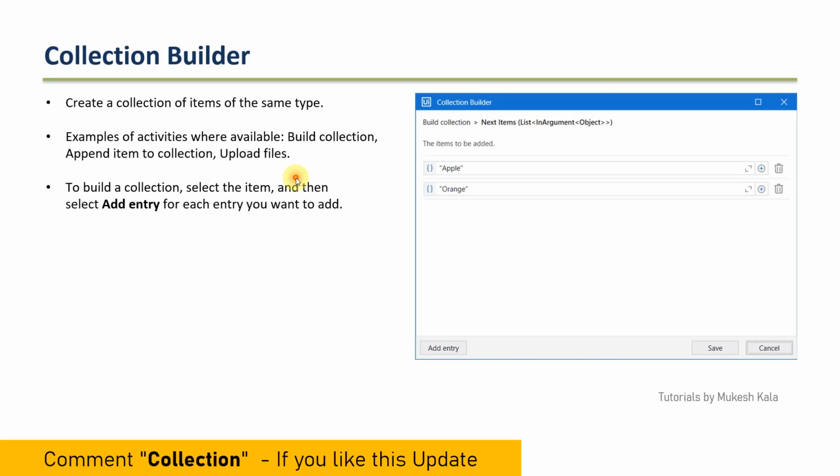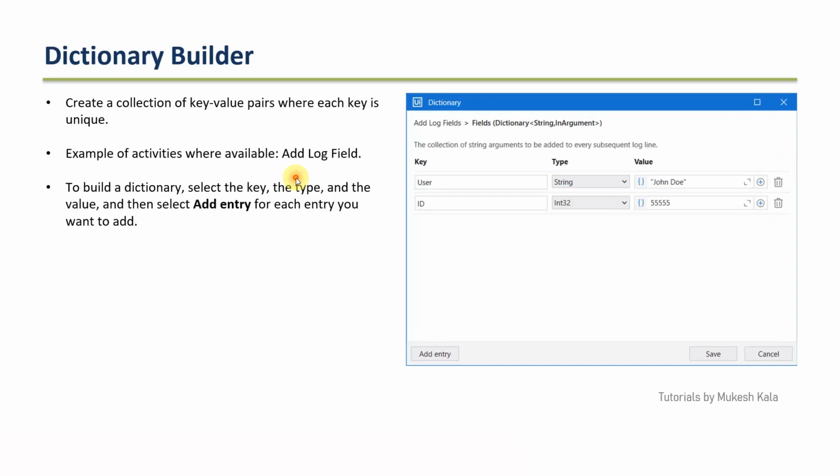Okay, moving forward, the next we have something which is called dictionary builder. Same like collection, we have something which is called a dictionary. Now what exactly is a dictionary? Dictionary is a key value pair where you have key and you have value.